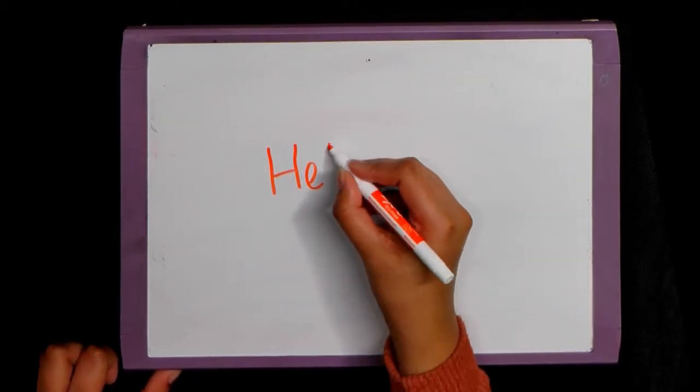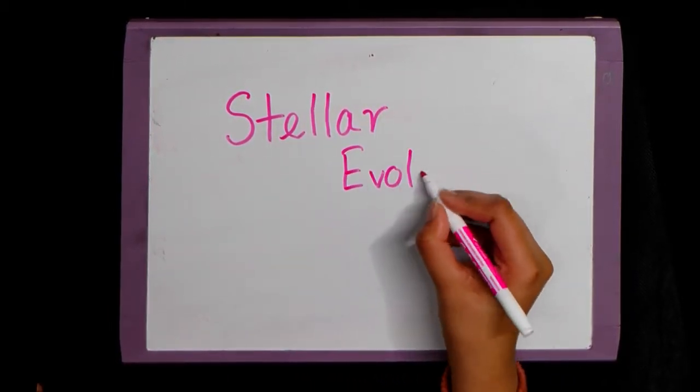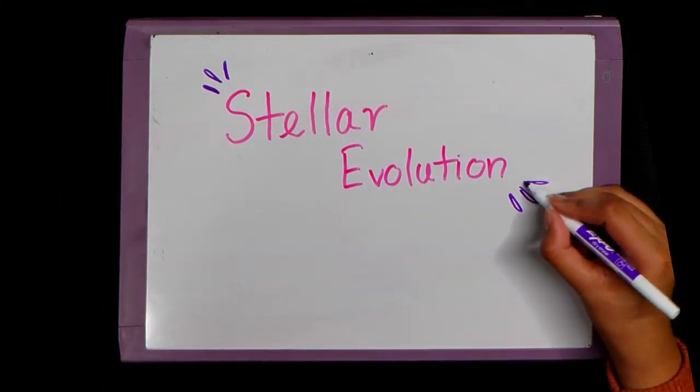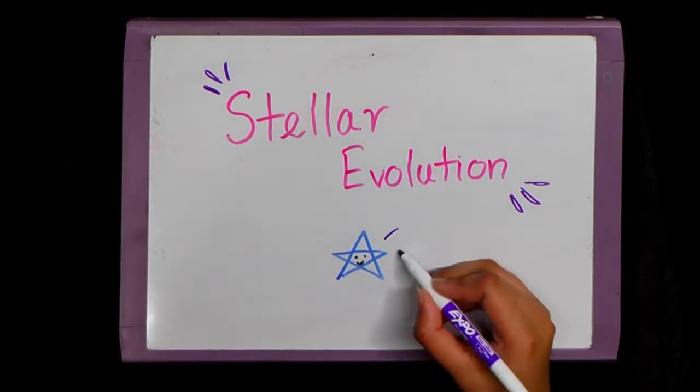In this video, I will be briefing stellar evolution. Stellar evolution is the life cycle and formation of stars. Stars are one of the most widely recognized astronomical objects. These are balls of condensed dust and gas that glow as a result of nuclear fusion.